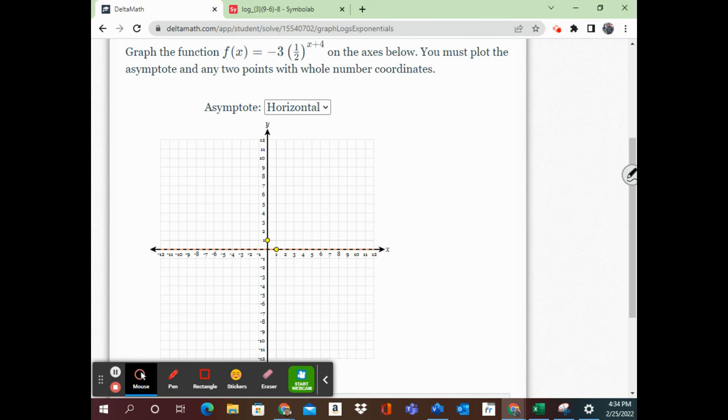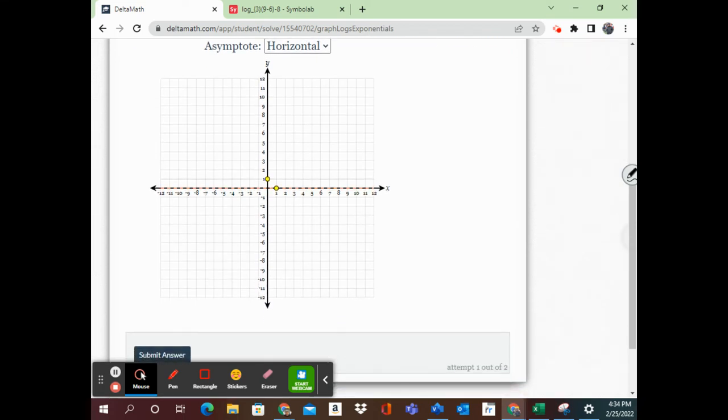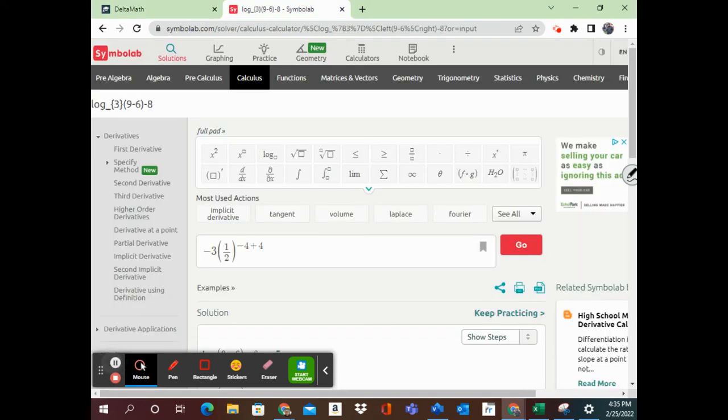The -3 times a fraction raised to a power means the number is getting smaller and smaller because of that negative sign. If the negative sign wasn't there, my answers would be above this line. And so right now, I can just do some algebra to figure out what I want to plug in. Let's choose x being -4 and see what we get.